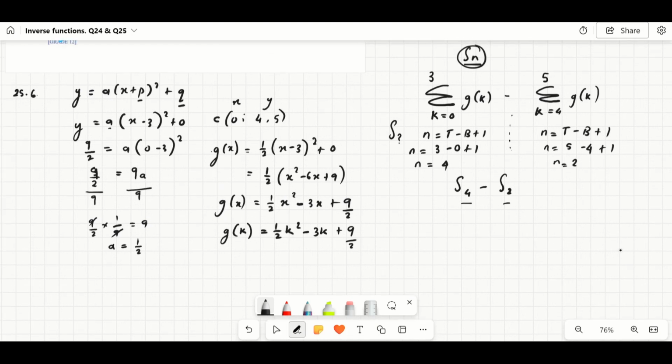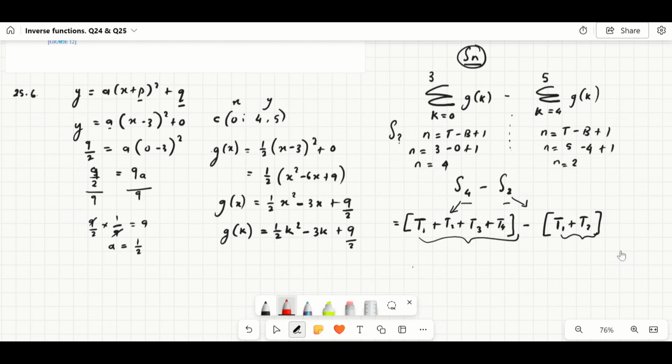Sum means add. So I'm going to find term 1 plus term 2 plus term 3 plus term 4. This is for the first piece of the sigma notation. I will subtract again term 1 plus term 2. Now, all this means the sum of 4 terms. All this means the sum of 2 terms. So that's basically what I'm doing here. So I'm going to try to find those terms.